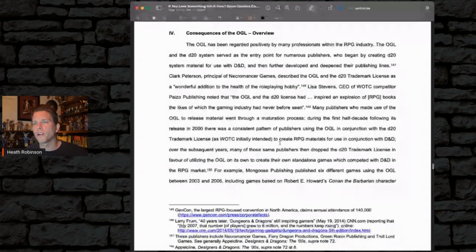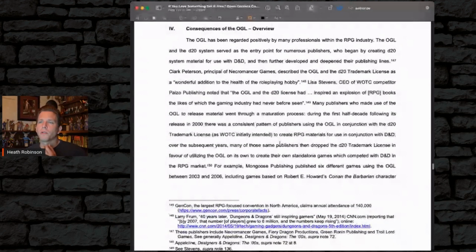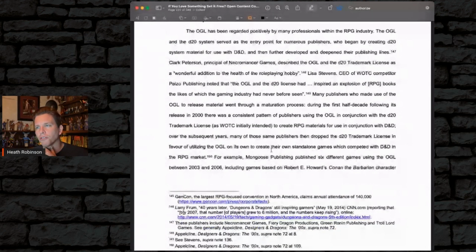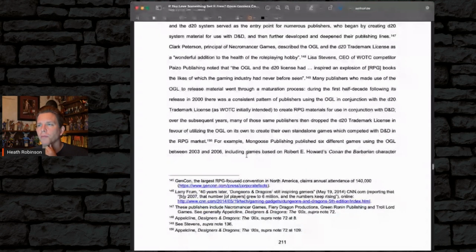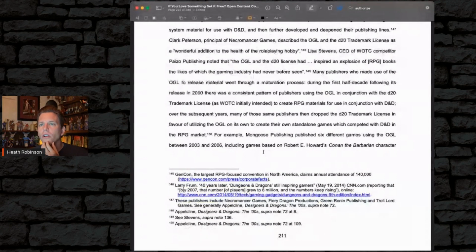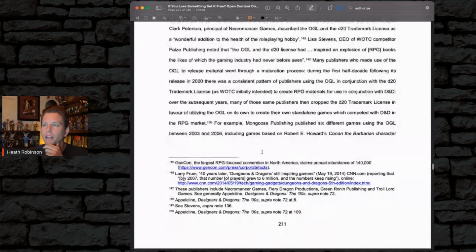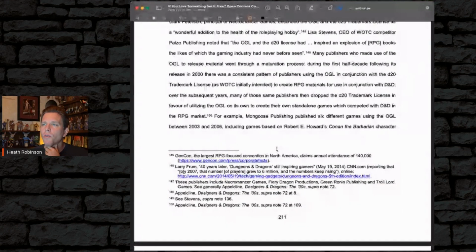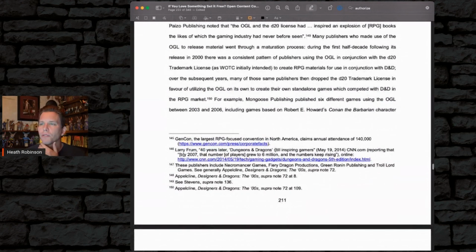The OGL has been regarded positively by many professionals within the RPG industry. The OGL and the D20 system serve as an entry point for numerous publishers, who begin by creating D20 system materials for use with D&D, and then further develop and deepen their own publishing lines. Clark Peterson, principal of Necromancer Games, described the OGL and the D20 trademark license as a wonderful addition to the health of the role-playing hobby. Lisa Stevens, CEO of WotC competitor Paizo Publishing, noted that the OGL and the D20 systems had inspired an explosion of RPG books, the likes of which the gaming industry had never seen before.